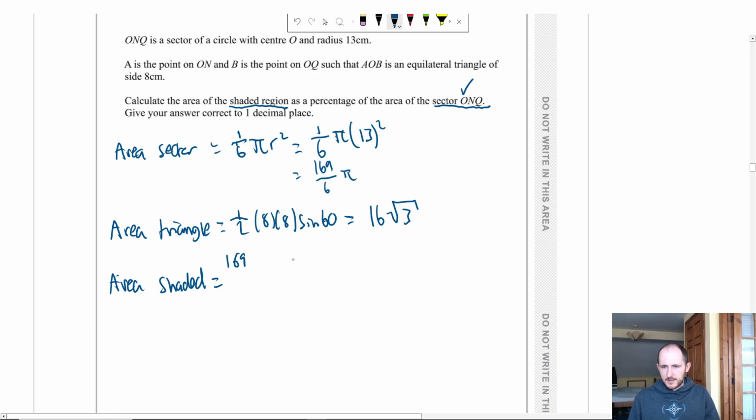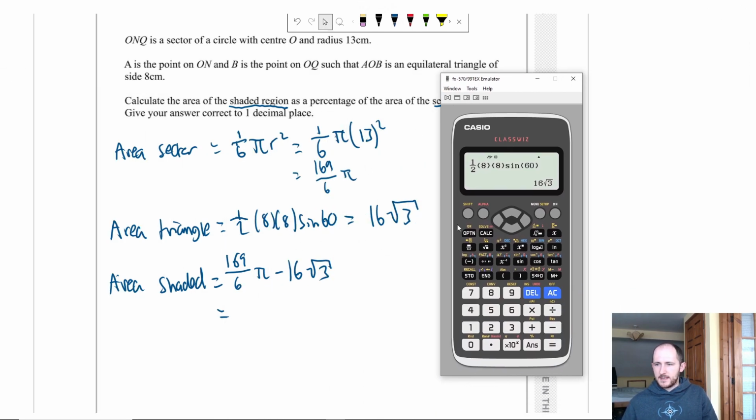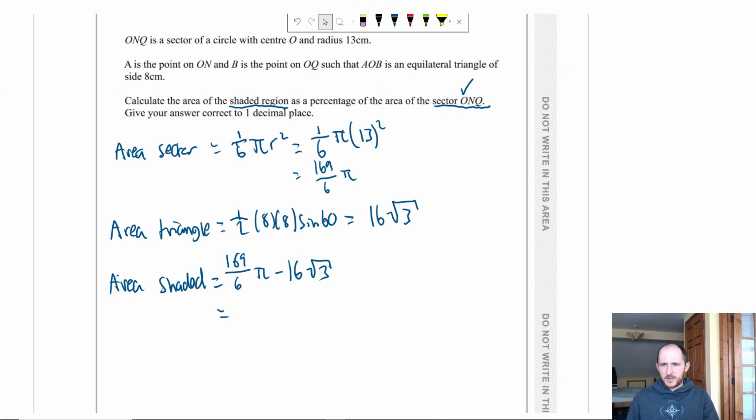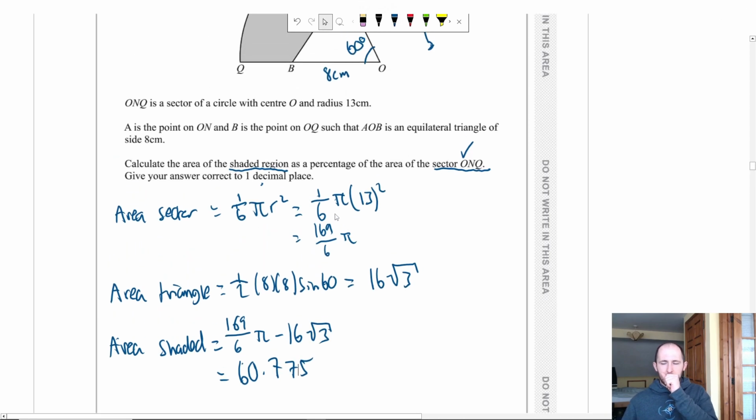Wrote the wrong way around, 169 over 6 pi, subtract 16 root 3, which gives us an answer of... I'm going to use the answer button for 16 root, actually you know what, I'll write it out fully. 169 over 6 pi minus 16 square root 3 gives us that decimal. I'm going to do it to 2 decimal places. We don't need to be super precise. It does say just to give it to 1 decimal place. So maybe we'll do it to 3 decimal places then, just to make sure it's all good. 60.775. So let's read the question one more time.